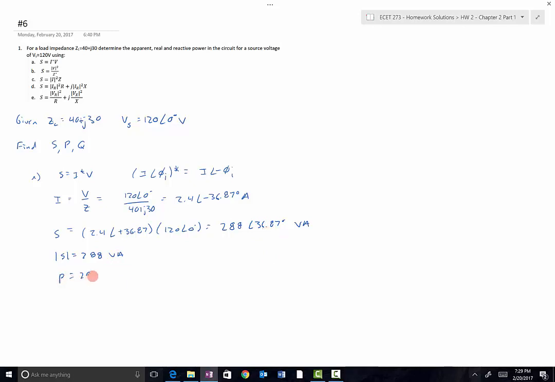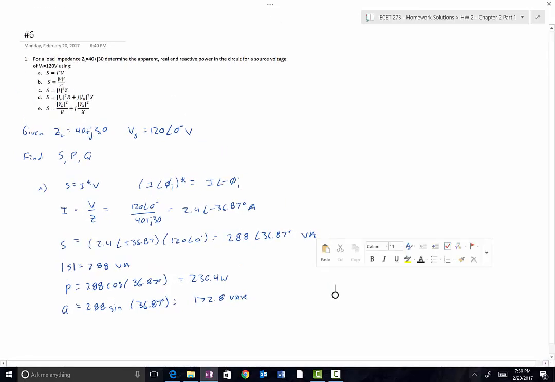P is going to be 288 times the cosine of 36.87 degrees. That gives me 230.4 watts, so it's a positive number. That's always a good sign. Q is going to be 288 times the sine of 36.87 degrees. That's going to give me 172.8 var. I know that it was an inductor and my var is positive, so we know inductors consume vars. We're on track there. So that was A, using I star V.